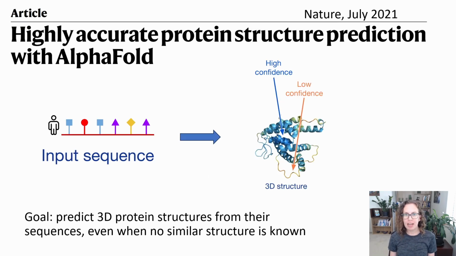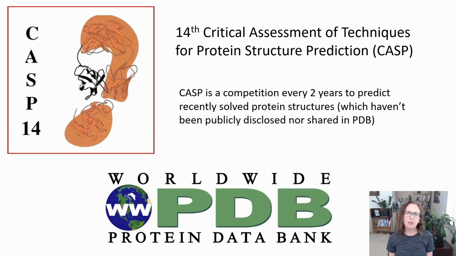This paper was published in Nature in July 2021, and it addressed the problem of how to take an input sequence of amino acids, given as a linear sequence, and predict what the 3D structure of the protein would look like, even when structures for similar proteins were not known. This paper was the result of the winning entry in the 14th Critical Assessment of Techniques for Protein Structure Prediction, CASP 14. This is a competition held every other year to predict recently solved protein structures.